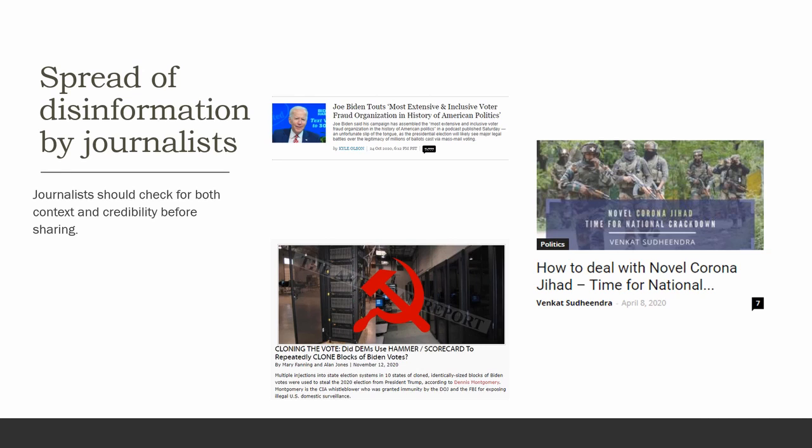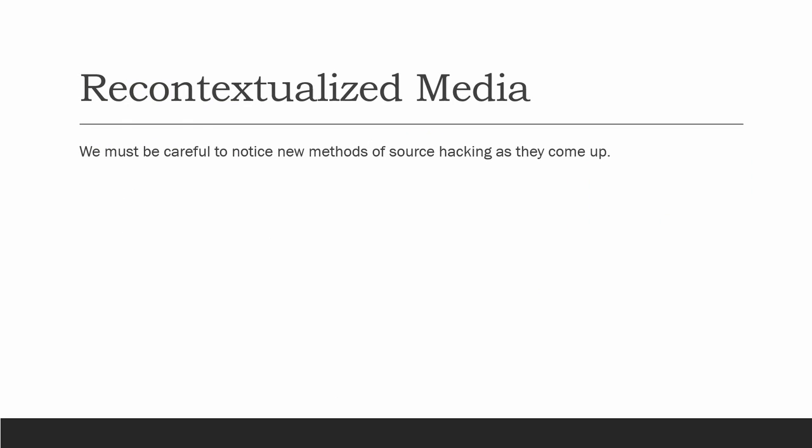All of these campaigns got journalists to spread this information by changing the context. I would argue that recontextualized media as a whole is a fifth type of source hacking because it uses the credibility of the original source to spread untrue information.